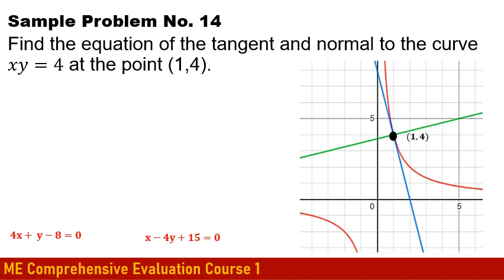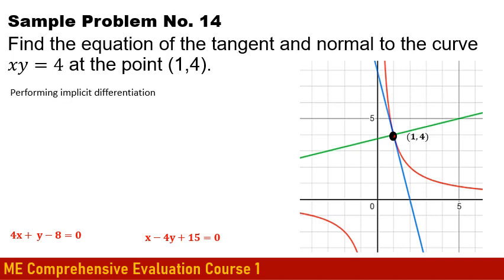To illustrate how to use those equations, let us have an example. Find the equation of the tangent and normal to the curve xy equals 4 at the point (1, 4). If we trace the curve, this is actually a hyperbola. This is the hyperbola, and we are concerned with the point (1, 4). We are to locate the equation of the line that is tangent. The tangent is the blue line, and the normal, or the perpendicular at that point, is the green line here. So we are going to solve for the equation of those lines.